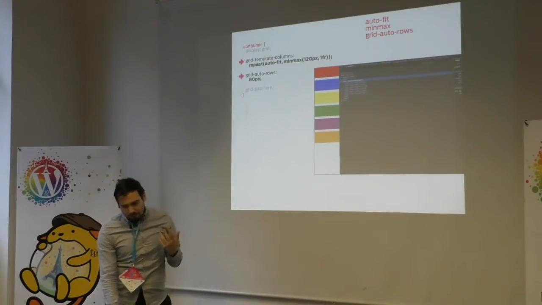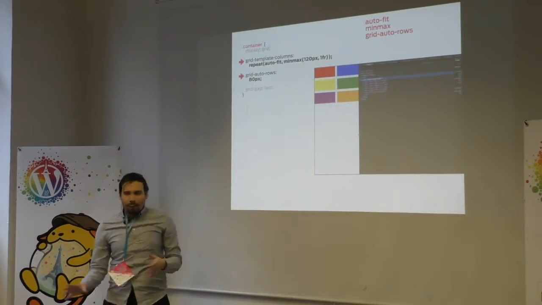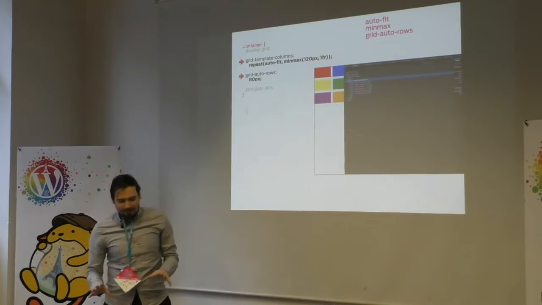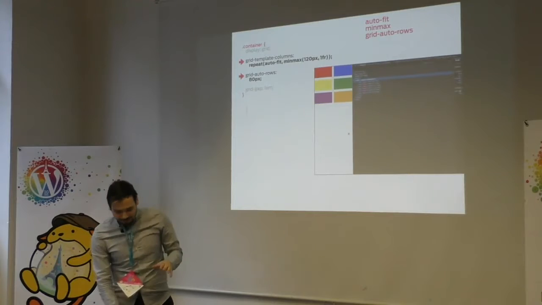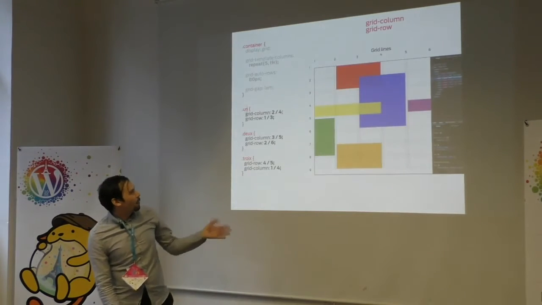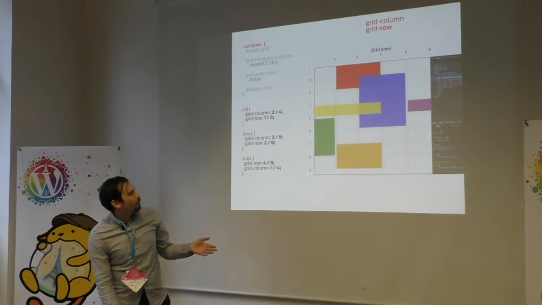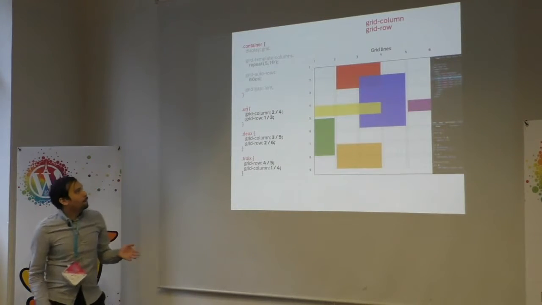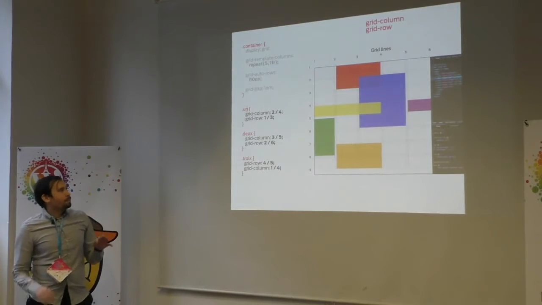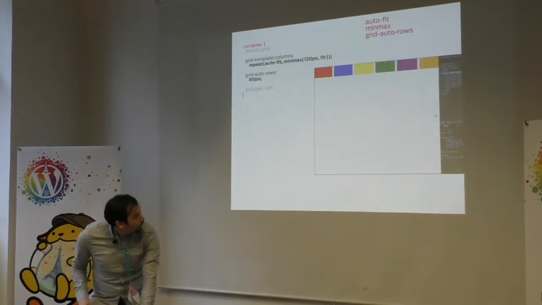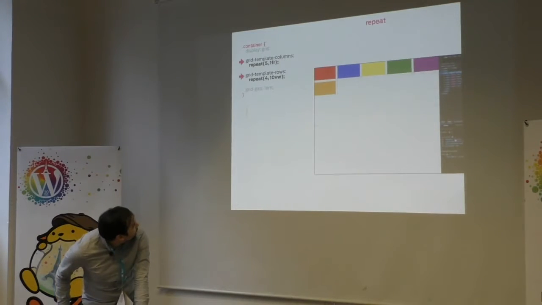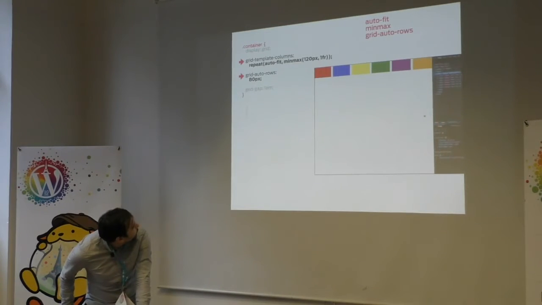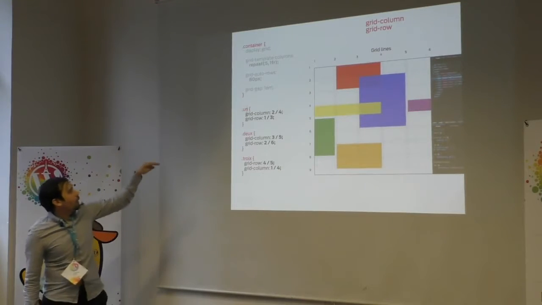Now let's say you have a friend, and they're a modern art artist. And they want you to build this. With Grid, if you notice this code right here and this code, it's not changing much.